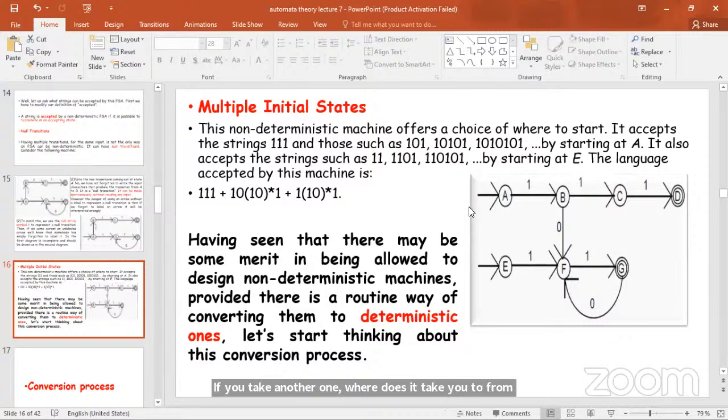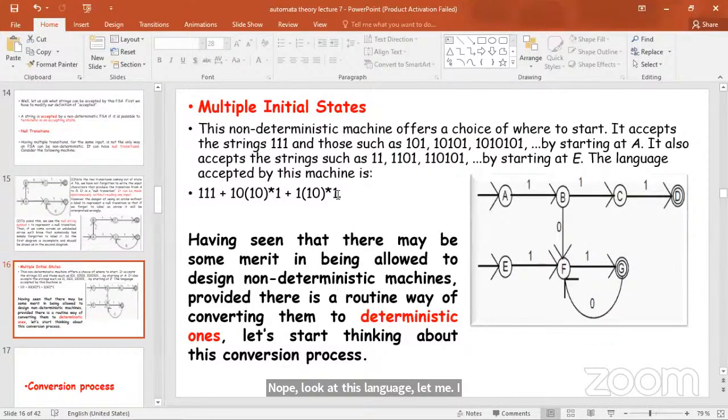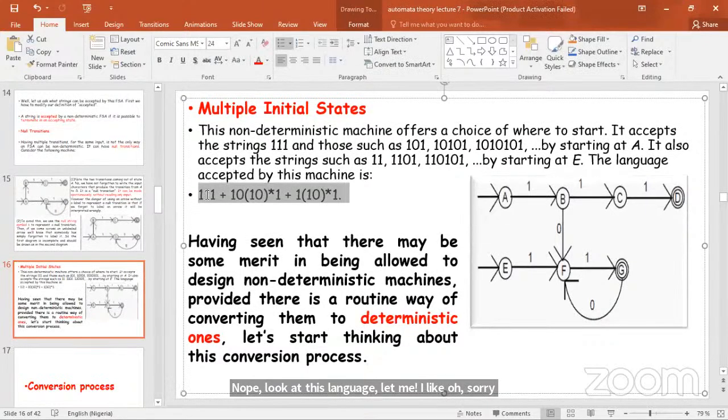No. Look at this language. Let me highlight. Sorry. This language. Yeah, we'll see, except we are still expecting about 10 names. Now somebody just joined.